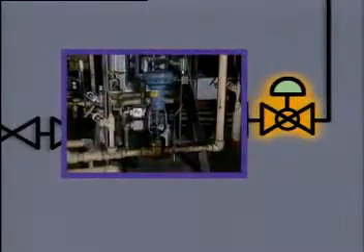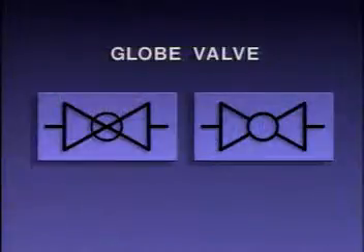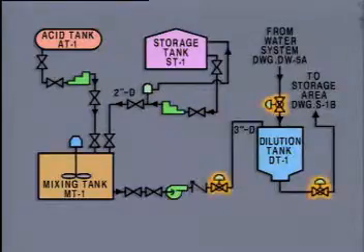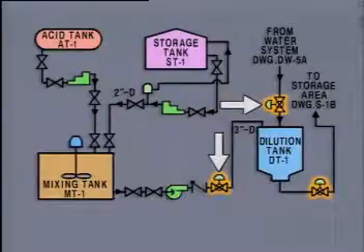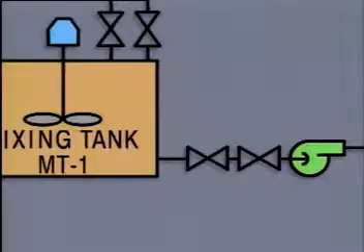Globe valves are often used to regulate fluid flow because they can be partially opened or closed to adjust flow rate. You may see globe valves represented on diagrams by either of these symbols. There are 3 globe valves, one in each line to the dilution tank and one in the line to the storage area. Another type of valve in this system is a gate valve.